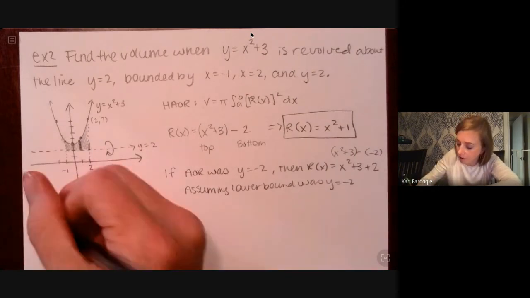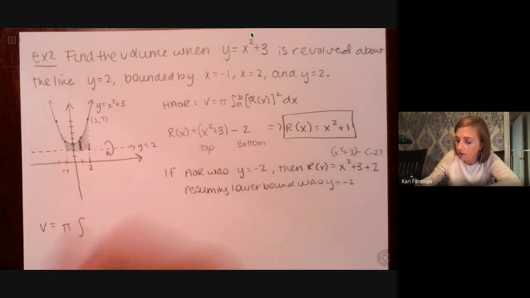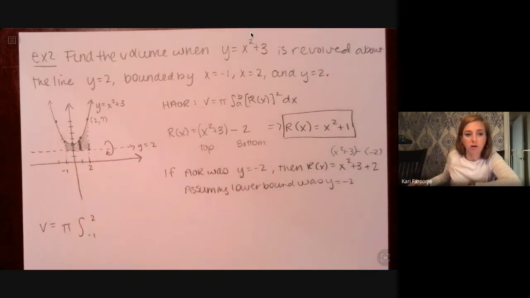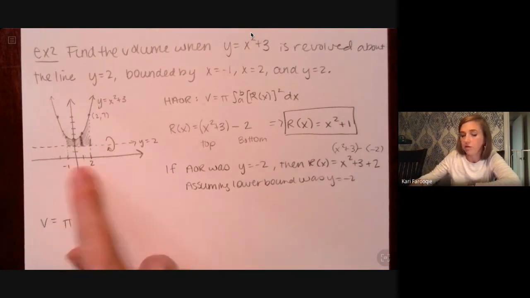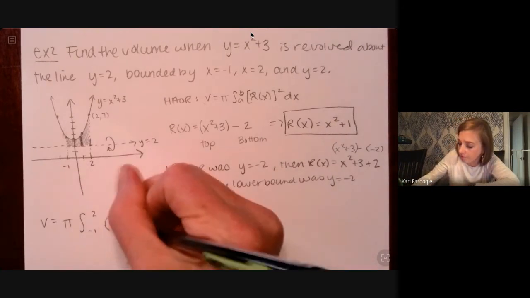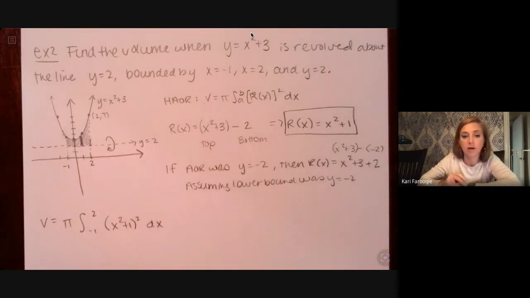All right, so let's go ahead and set up our volume integral. This is pi times the integral from -1 to 2, because these are my limits here, left and right. And then I'm going to take my radius and square it. Maybe I should have done that separately, but I forgot to. So my r of x is x squared plus 1, and that quantity is going to get squared, and then we'll integrate with respect to x.